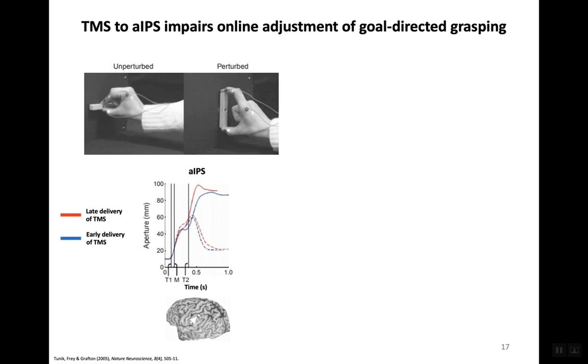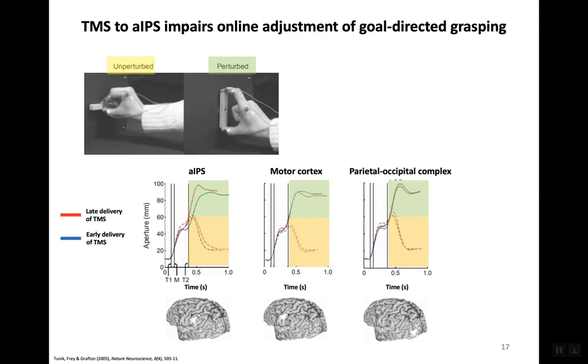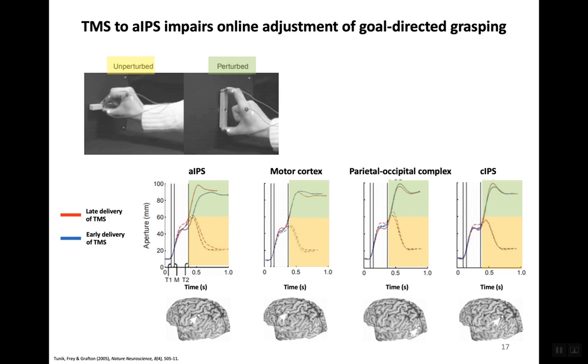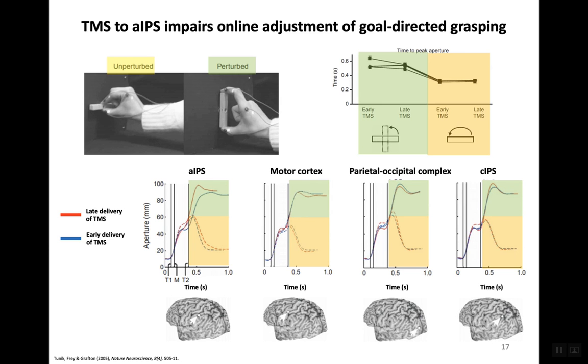What matters is the fact that such difficulty and such inability to adjust the aperture correctly was not noticed when the TMS signal was applied to the motor cortex, to the parietal occipital complex, or to a different region of the IPS. A different way to visualize this is by looking at the time to reach peak aperture, and what they found was that this time was delayed in the perturbed condition relative to the unperturbed condition.